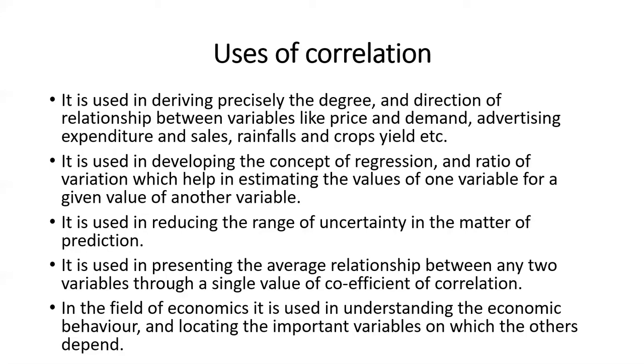Then third, it is used in reducing the range of uncertainty in the matter of prediction. Correlation helps in reducing the range of uncertainty. Then it is used in presenting the average relationship between the two variables through a single value, the coefficient of correlation. The coefficient of correlation is generally used to present the average relationship between any two variables.